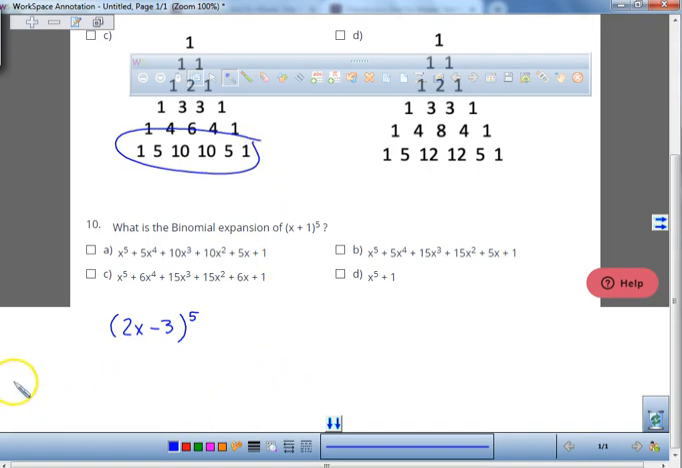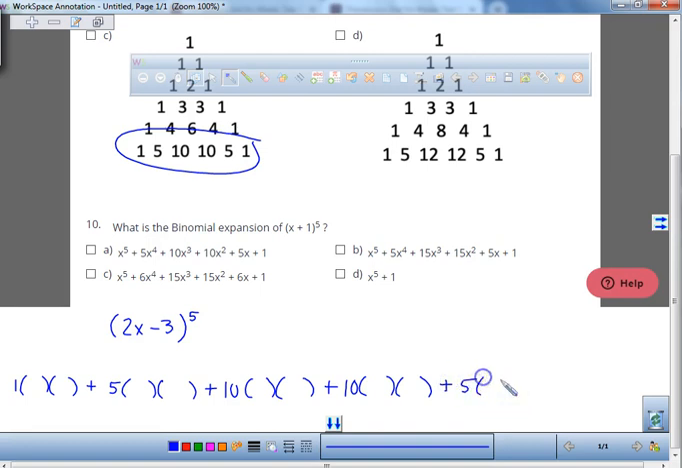So we started out by doing this. 1, open parentheses, plus, and then I put the number 5. And then I open up the group, plus, then we have a 10, open parentheses, plus another 10. So this is how you do it whenever you get one of these problems. 5, and then finally a 1.